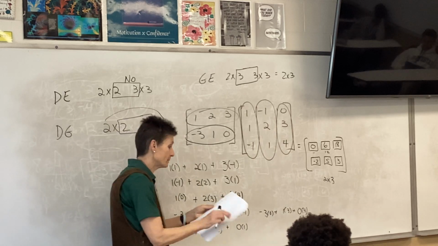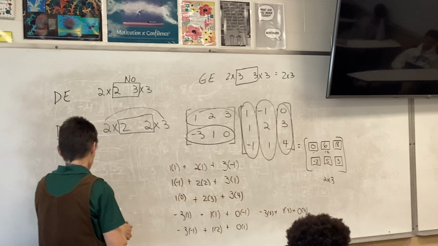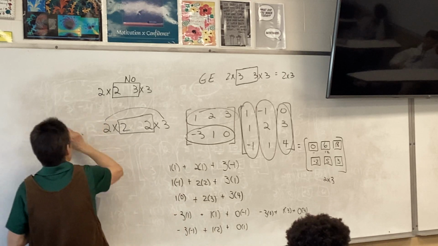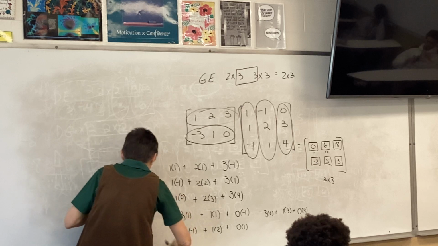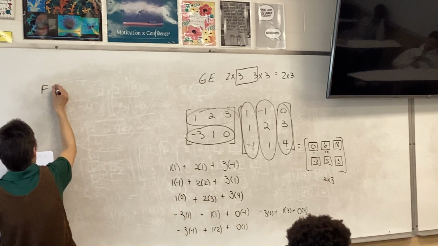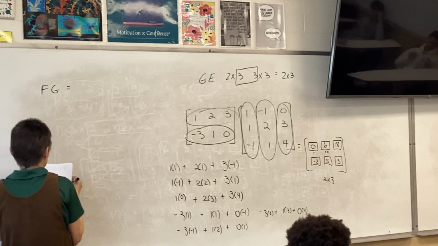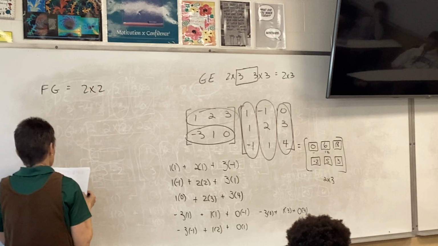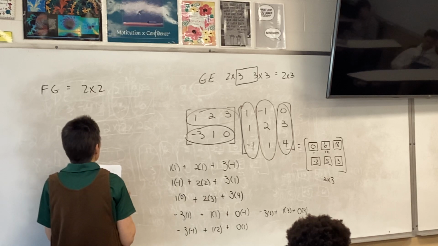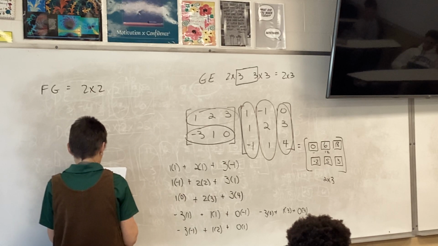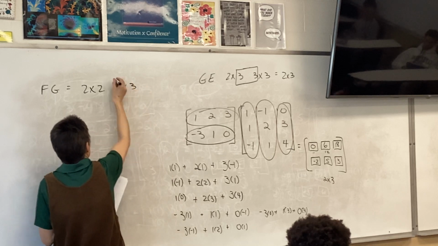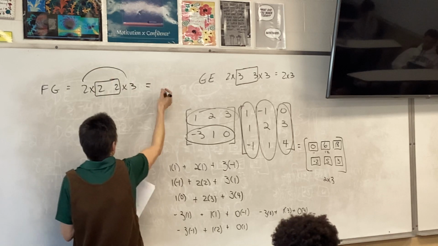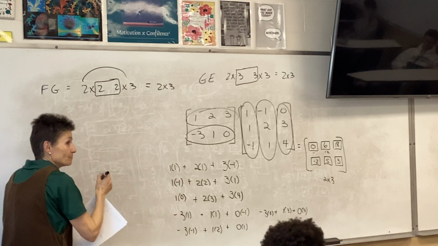All right, one more. F times G. Now, before we write everything out, let's figure out if we can even do F times G. So F is how big? 2 by 2. G is how big? 2 by 3. Can they be multiplied? Yep, and the answer is going to be another 2 by 3.